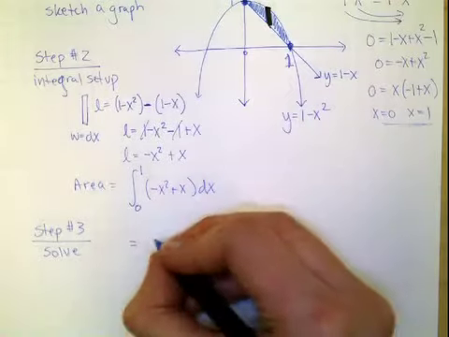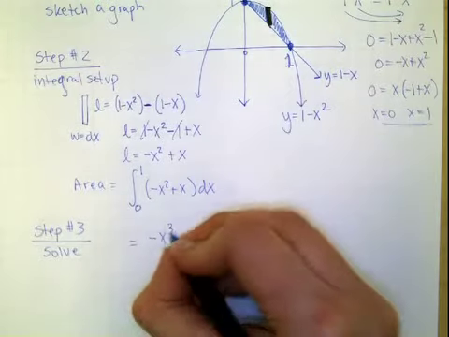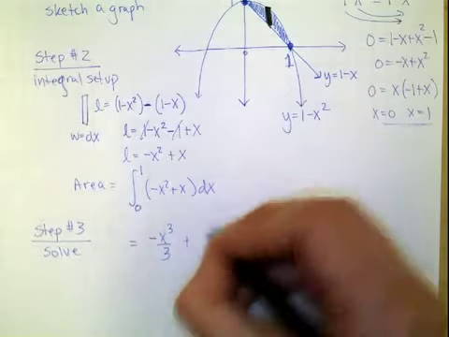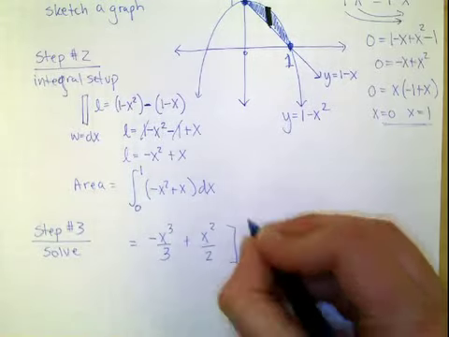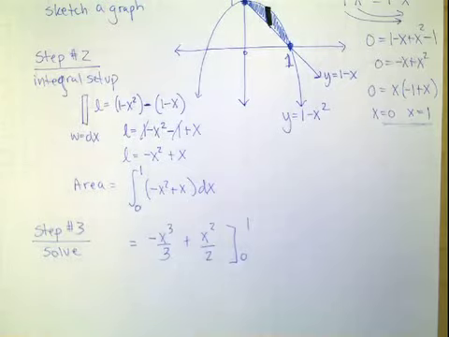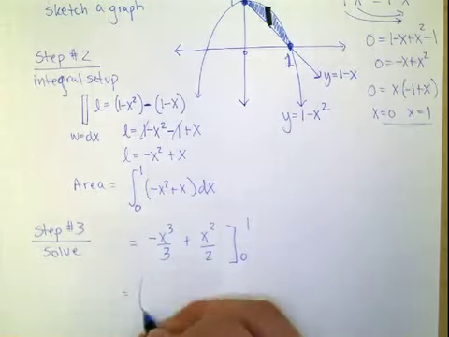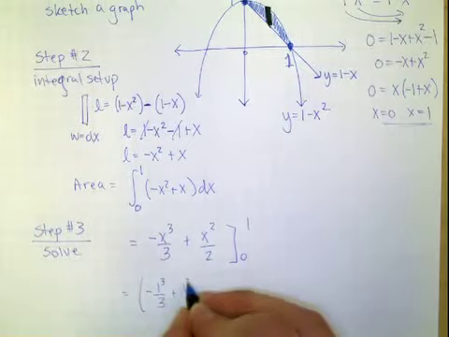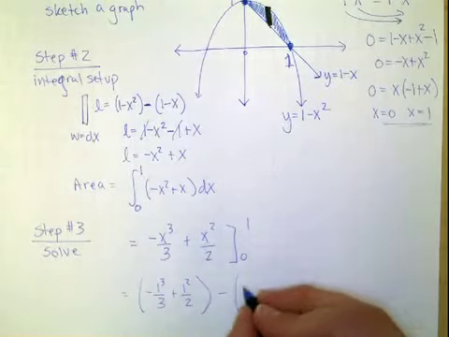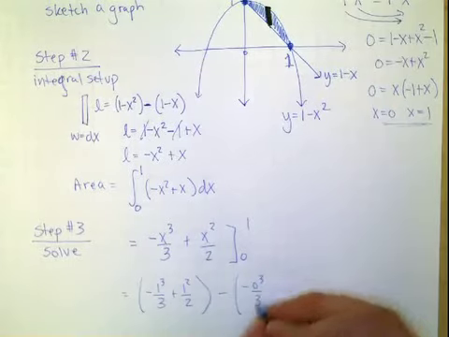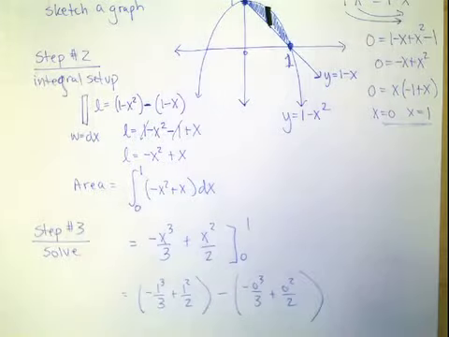So negative x squared is negative x cubed over 3 plus x becomes x squared over 2, bracketed from 0 to 1. So plug in top minus the bottom. We're going to have, plug in the 1, negative 1 cubed over 3 plus 1 squared over 2. There's the top. Minus plug in 0, we're going to have negative 0 cubed over 3 plus 0 squared over 2. So we can tell all the 0 stuff is going to cancel.